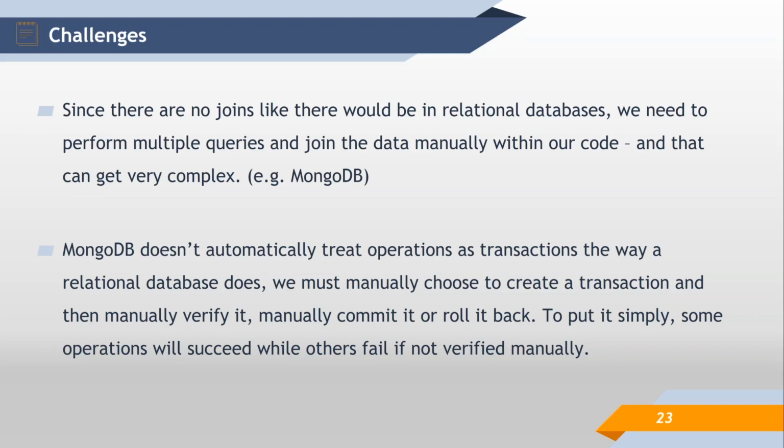Whereas in MongoDB, it doesn't treat these operations as a transaction. So we need to manually make sure that the transaction is getting completed successfully. If it is not, then we need to roll it back and commit whatever the change, whether it's successful or not. To put it simply, some of the operations might succeed, some might not. So we need to add extra checkpoints through code to make sure that all the transactions are successful. And if not, we need to have a rollback plan for that query.